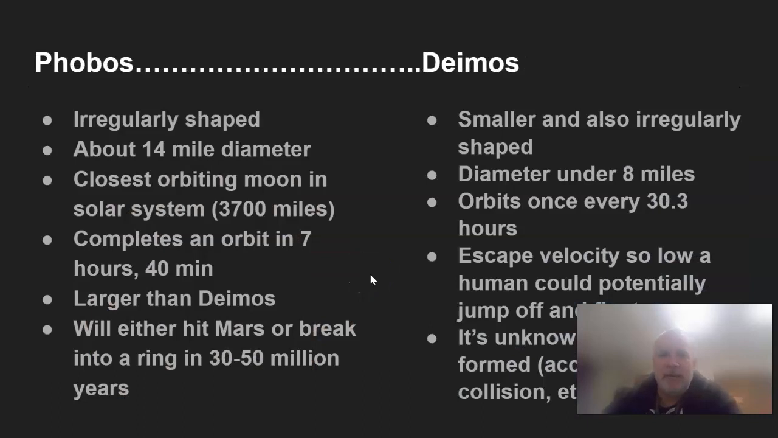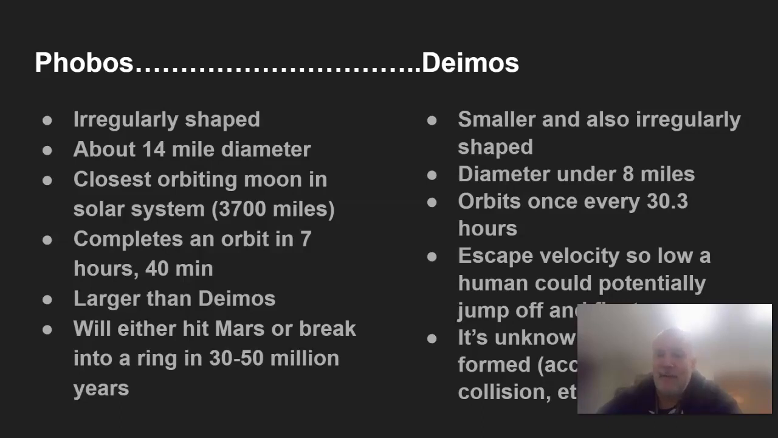Phobos is irregularly shaped. It's not big enough to have shaped itself into a sphere. It's about 14 miles in diameter. It's really close. It's the closest orbiting moon in the entire solar system, so it's very close to its own planet. Completes an orbit in about 7 hours and 40 minutes, so that thing is moving fast. It's larger than Deimos, and at some point it will probably run into Mars or break into a thin ring system. Deimos is smaller, irregularly shaped as well.